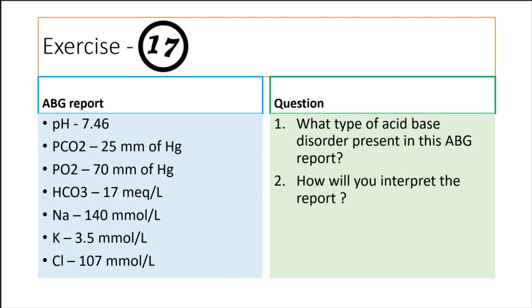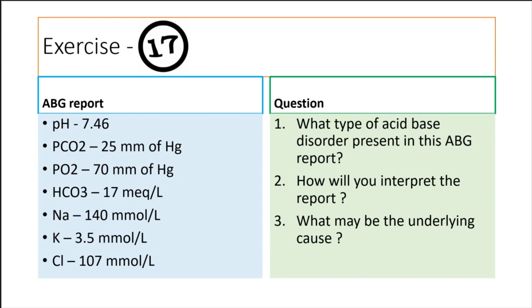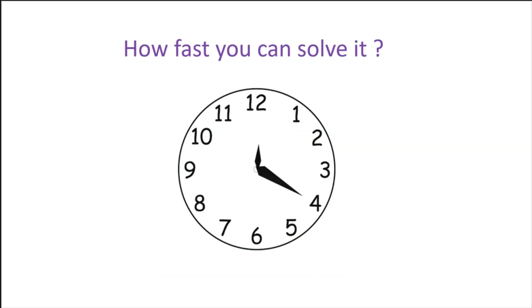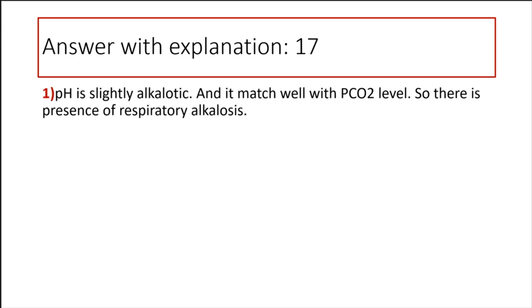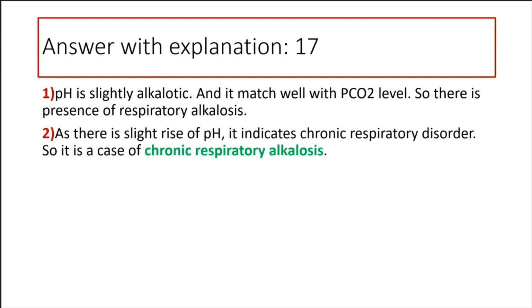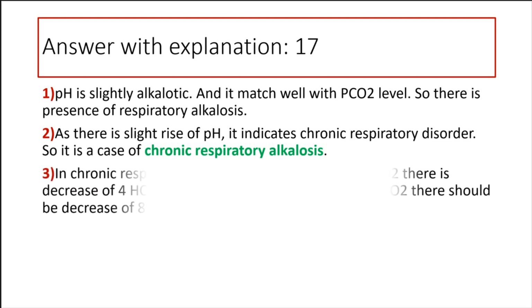2. How will you interpret the report? 3. What may be the underlying cause? How fast can you solve it? Answer with explanation. 17. 1. pH is slightly alkalotic, and it matches well with PCO2 level. So there is presence of respiratory alkalosis. 2. As there is slight rise of pH, it indicates chronic respiratory disorder. So it is a case of chronic respiratory alkalosis.